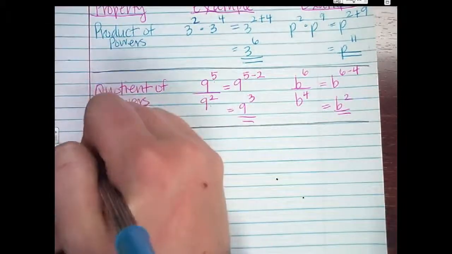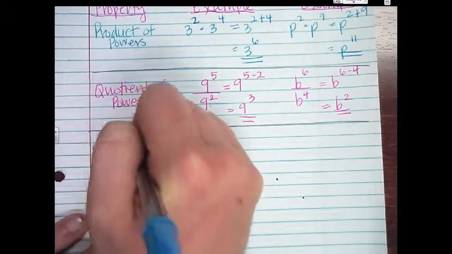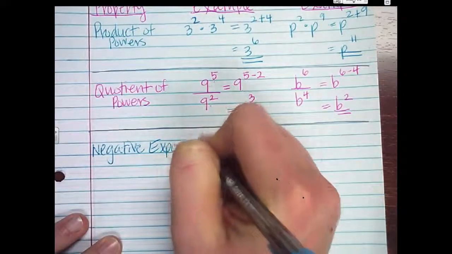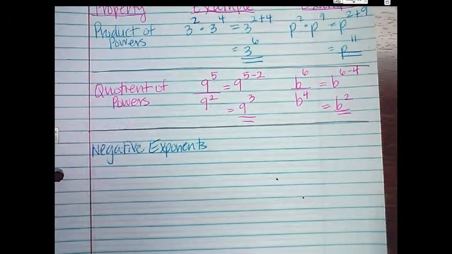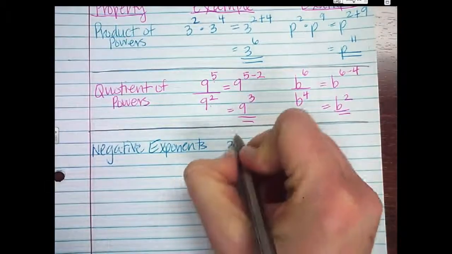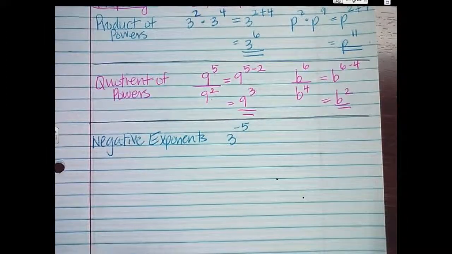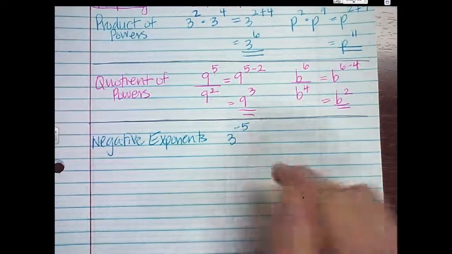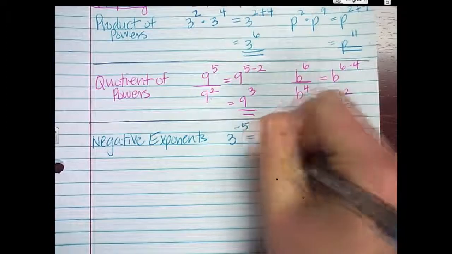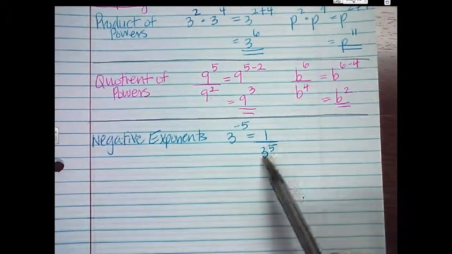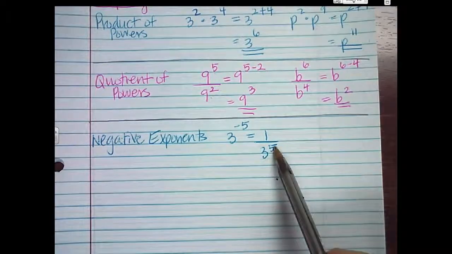Okay, the third one, negative exponents. Negative exponents. So if they give you something like 3 to the negative 5, you never want to leave exponents negative. You always want to make them positive. So in order to make this positive, it moves to the denominator and becomes a positive 5. So now I have 1 over 3 to the 5th.